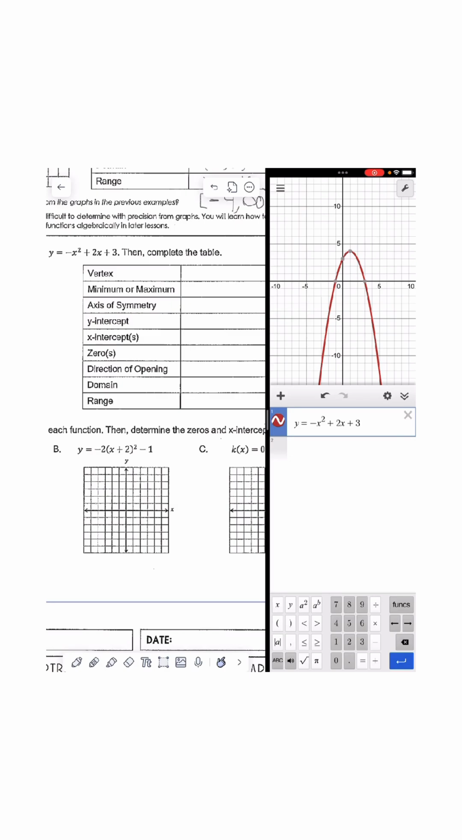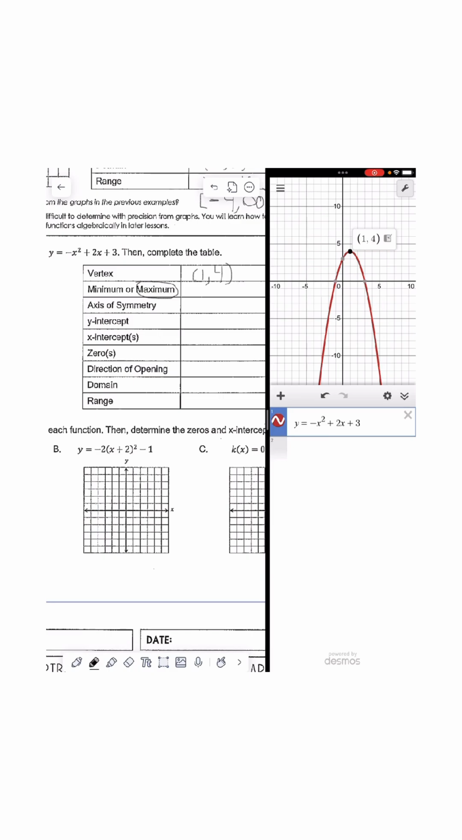All right, so when I plug that equation into Desmos, I see a graph shown on the right side of the screen. So I'm going to figure out what the vertex is. The vertex is (1, 4). So I'm writing (1, 4) as my vertex. There's a maximum, so it'll be a max. I'm going to circle this one just for my handwriting's sake. I'm going to circle that there's a maximum.